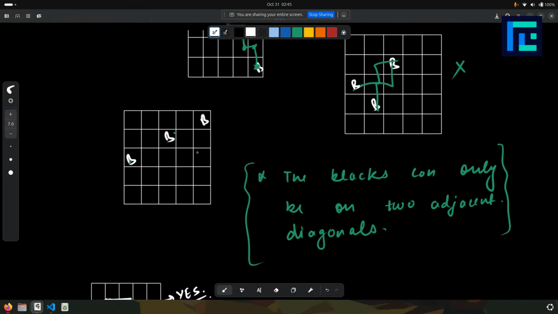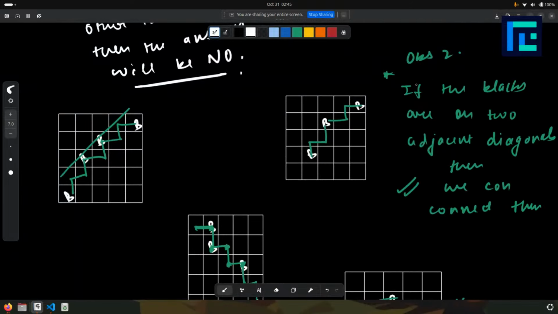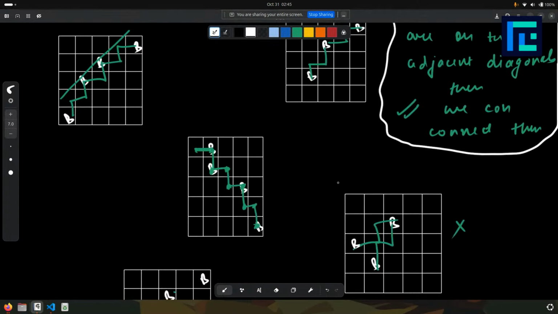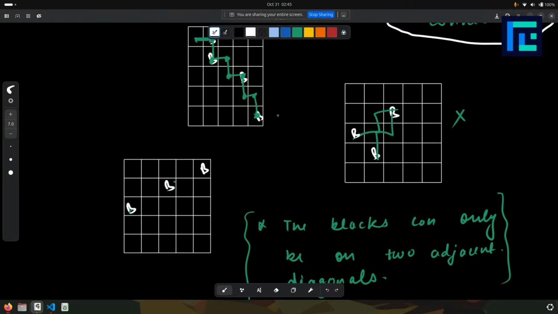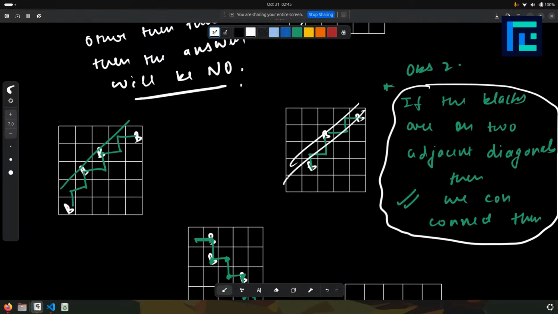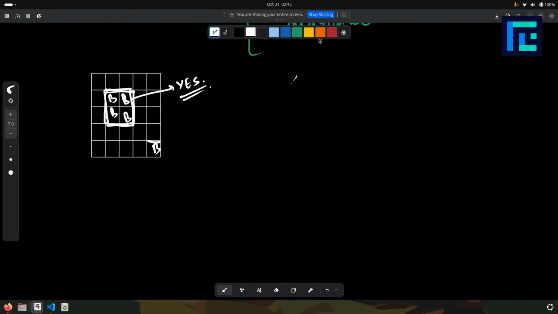Either, if not, they must be on two adjacent diagonals, because we saw that if they are on three diagonals, then we won't be able to connect them. So we can only connect blacks which are on two diagonals. We can only connect two diagonals at a time. It's our choice if we want to connect these two or these two, but we will have to choose just two diagonals. So the final solution would look something like this.